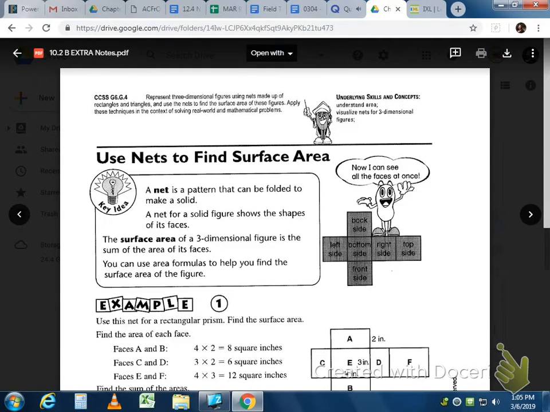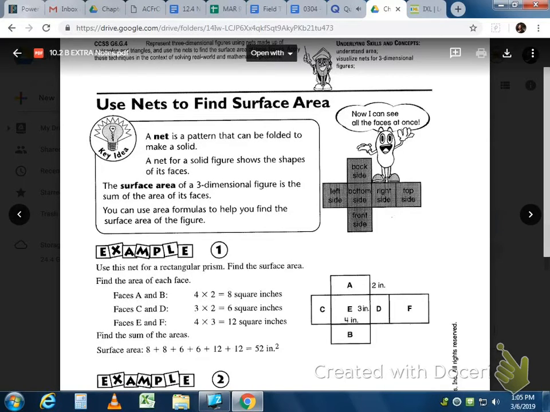Extra notes. So they're talking about using, for sure, a net to find surface area. A net is a pattern that can be folded to make a solid. So that's what they're trying to get at. They've got this shape, and if you took that shape on paper and folded it together, you would get this prism or three-dimensional figure. A net for a solid shows the shapes of its faces. The surface area of a three-dimensional figure is the sum of the areas of its faces. You can use an area formula to help you find the surface area of the figure.